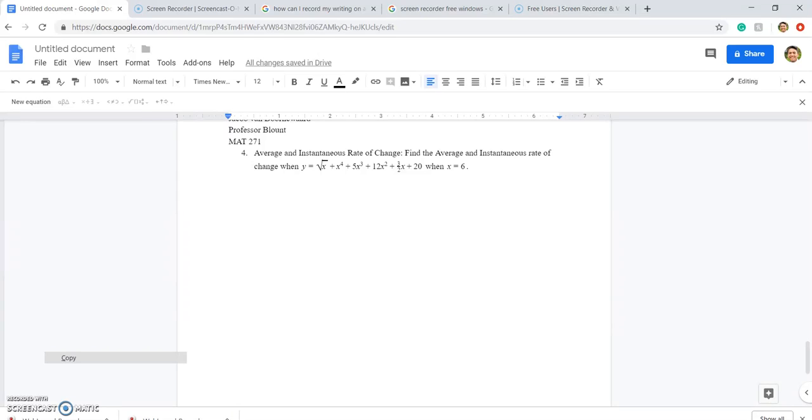Okay, so the last question states, find the average and instantaneous rate of change when y equals the square root of x plus x to the fourth plus 5x cubed plus 12x squared plus 3 over 2x plus 20, when x is equal to 6. Okay, so that's a lot of variables, obviously. But average and instantaneous rate of change are really not that hard to understand. Average rate of change is finding the slope of the secant line of the graph, and the instantaneous rate of change is finding the slope of the tangent line.